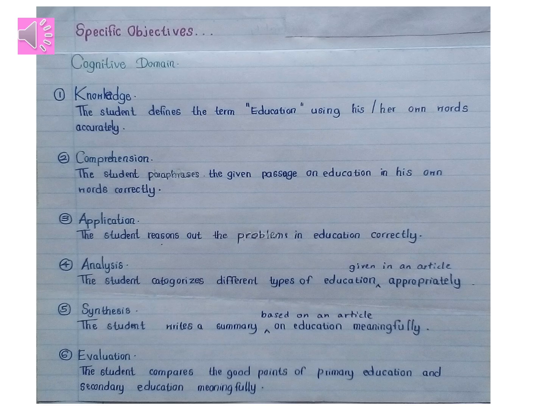Comprehension, the student paraphrases. Remember, transformation, interpretation, and prediction. So you can use those things. The student paraphrases the given passage on education in his own words correctly. Paraphrasing means writing the meaning in his own words. Application, the student reasons out, argues the problems in education correctly. Analysis, the student categorizes different types of education given in an article on education appropriately. There are certain mistakes, right? But you can correct them.